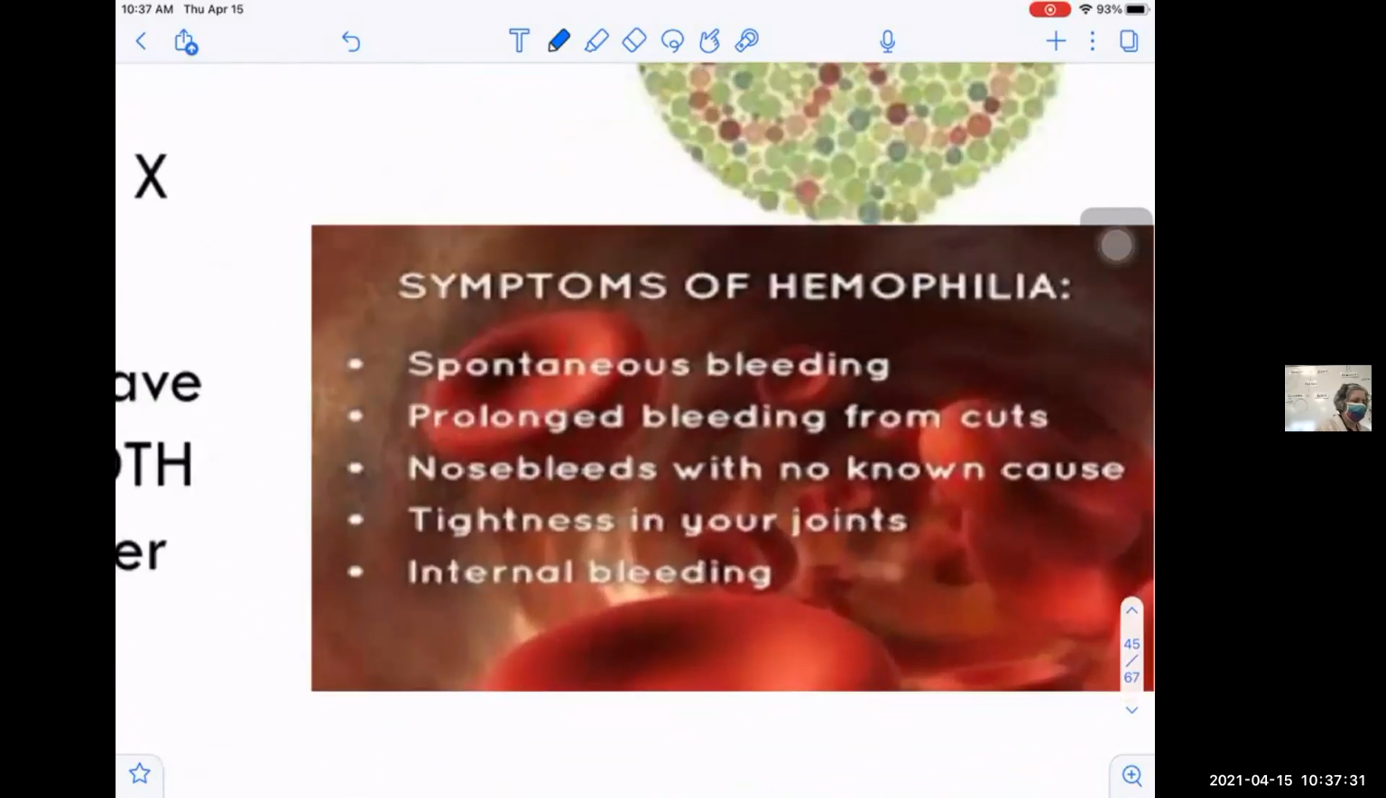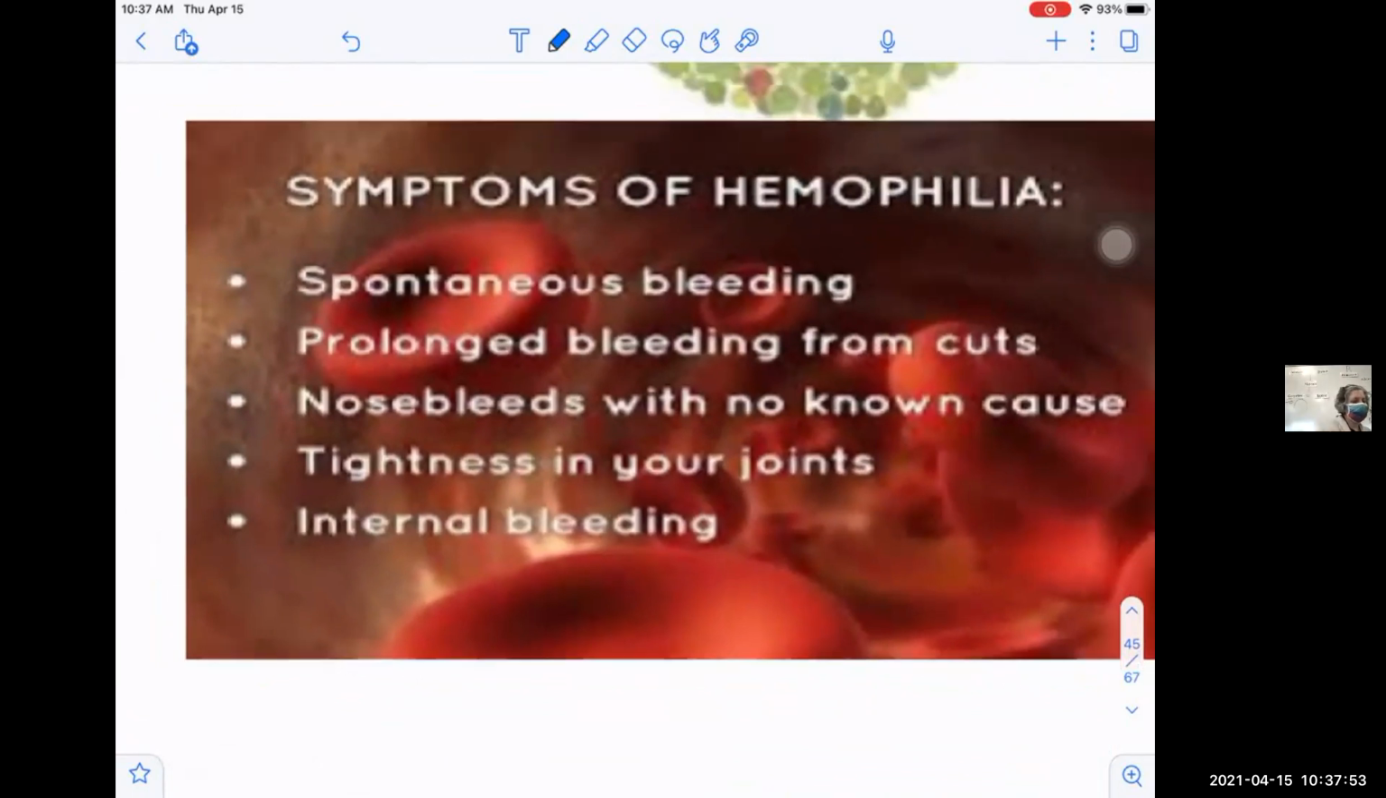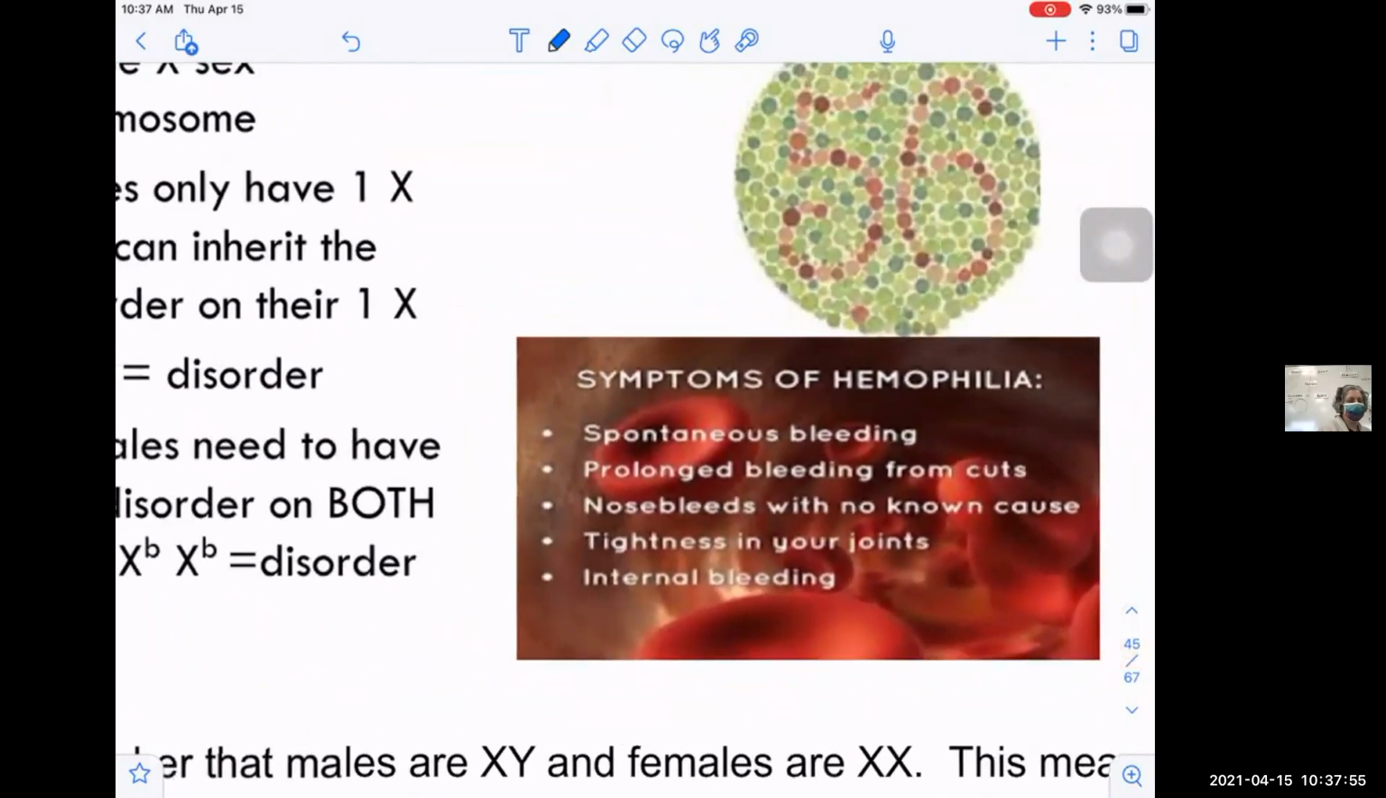And then hemophilia is the bleeding disorder where you don't clot your blood properly. So you could have prolonged bleeding, and nosebleeds could happen more commonly. And there could be internal bleeding that can cause death with hemophilia. It's much more serious, right? Not being able to clot your blood is a serious problem.